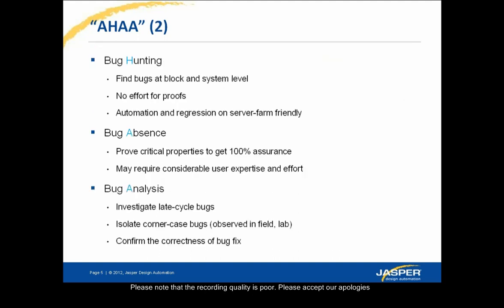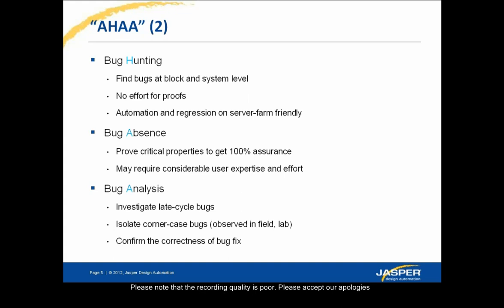The other 3 letters, the H is for bug hunting. Again, one of the things that Formal is very good at. You set up a Formal environment, maybe for X-propagation checking or connectivity analysis. So at a system or a subsystem level, you can set up a Formal environment. You may not get full proofs, but you will get a lot of good bug hunting capability.